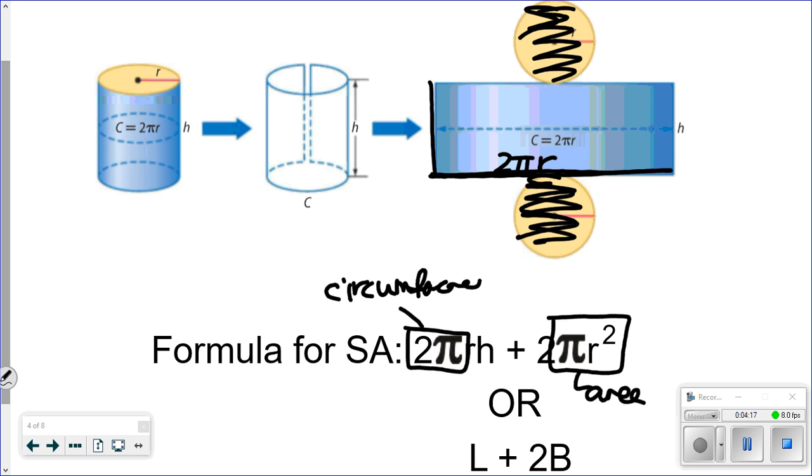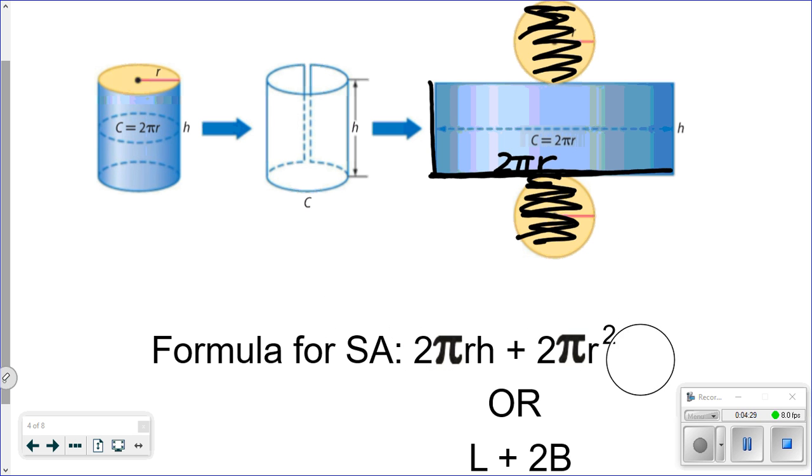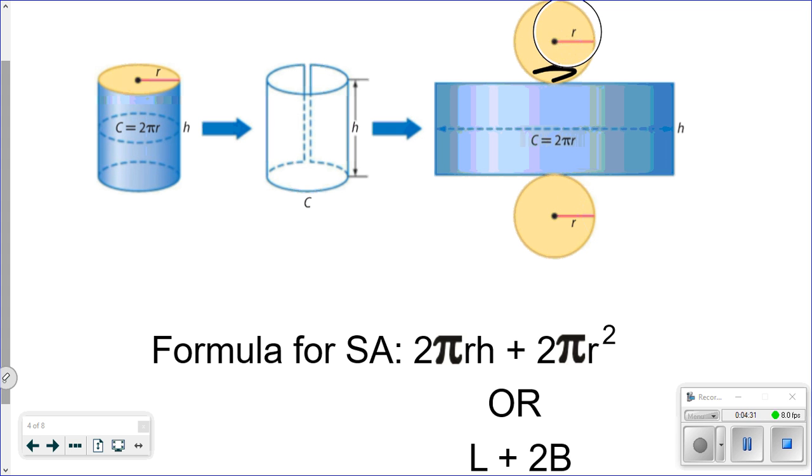There's a lot of things we need to know in there. We need to know the circumference of a circle, because if we would unroll that, that would be the length. We know the height. And we know area times 2. That's how you find the surface area of a cylinder. So there's a lot of parts to this.